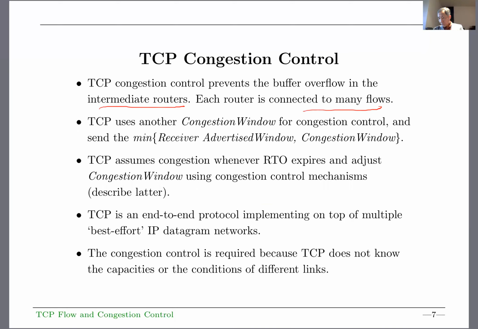So TCP uses a congestion window size for congestion control, and the sending rate is the minimum of the receiver window and the congestion window. For example, if the receiver advertised window due to flow control is 10, and the congestion window is possibly 12, in that case the sending rate will be 10. Okay. Assume congestion whenever RTO expires.